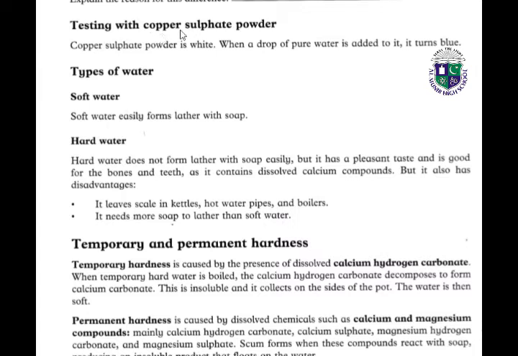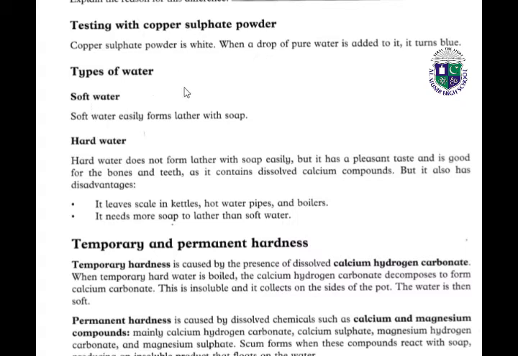Next, testing with copper sulfate powder. Copper sulfate powder is white. When a drop of pure water is added to it, it turns blue. So we can check it easily by adding pure water.